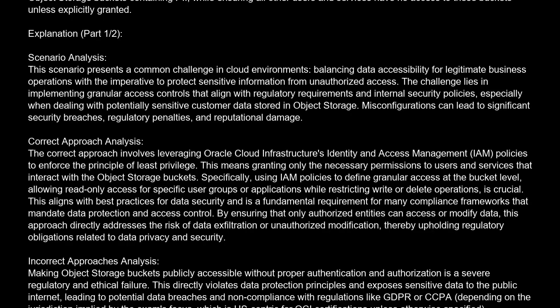Correct answer is D. Configure IAM policies to grant the customer service application service principal read-only access to the specific object storage buckets containing PII, while ensuring all other users and services have no access to these buckets unless explicitly granted. Explanation. Scenario analysis. This scenario presents a common challenge in cloud environments, balancing data accessibility for legitimate business operations with the imperative to protect sensitive information from unauthorized access.